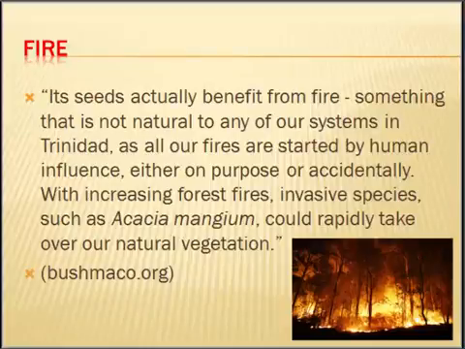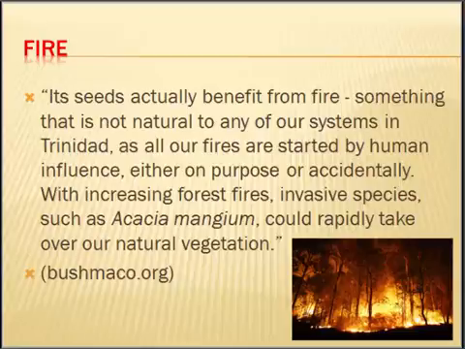Bushmacro Trinidad and Tobago, a website composed of local volunteer ecologists, made this statement. Its seeds actually benefit from fire, something that is not natural to any of our systems in Trinidad, as all our fires are started by human influence, either on purpose or accidentally. With increasing forest fires, invasive species such as Acacia mangium could rapidly take over our natural vegetation.